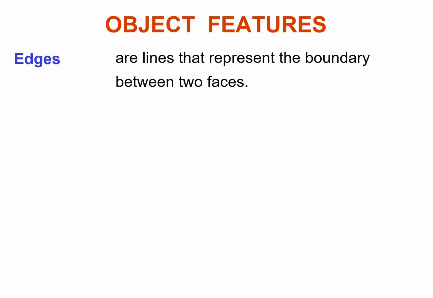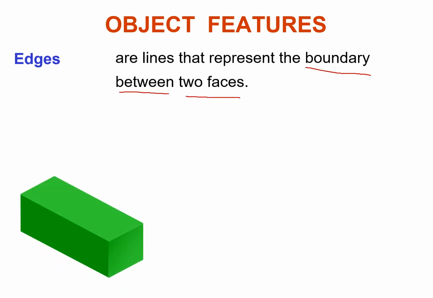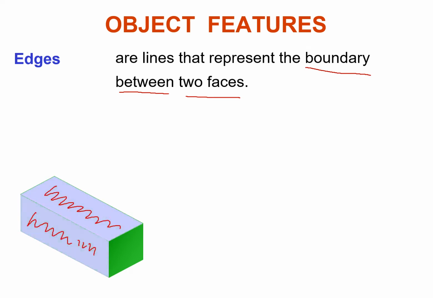Now let's talk about some basic object features, and the first one is the edge. As you can see, the edges are the lines that represent the boundary between two faces. So let's say that this is our object and these are the two faces. One face is this and the other face is this. So what will be the edge between these two faces? As you can see, this red line will be the edge between these two faces.